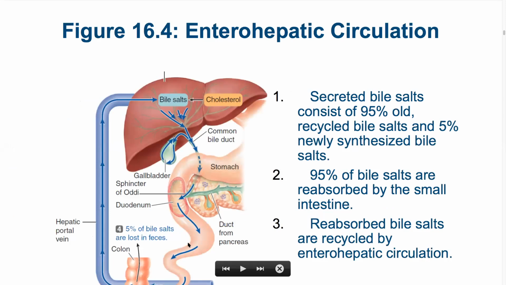Figure 16.4 is intrahepatic circulation. So the secreted bile salts consist of 95% old recycled bile salts and 5% newly synthesized bile salts. 95% of bile salts are reabsorbed by the small intestine, or recycled by the intrahepatic circulation.